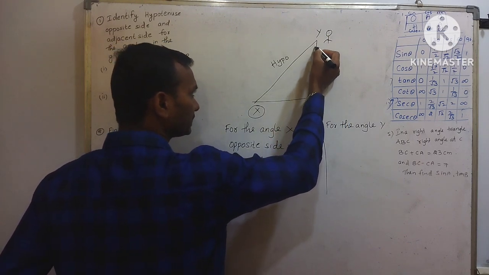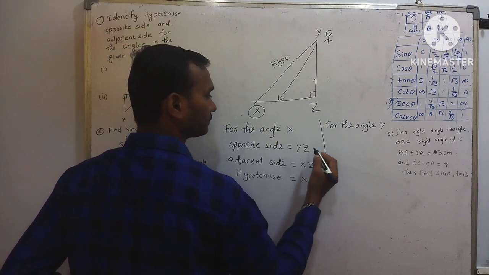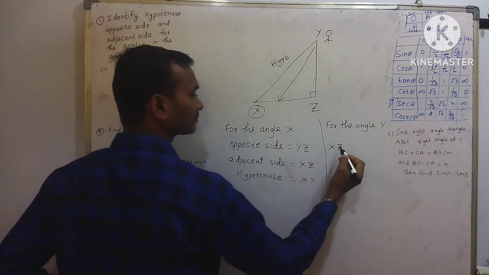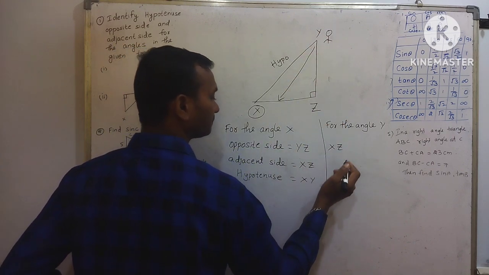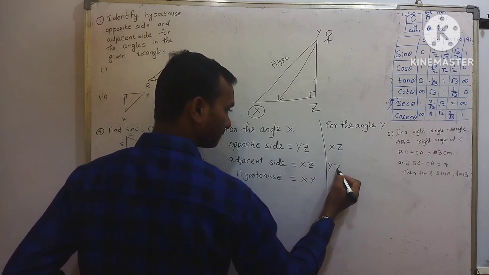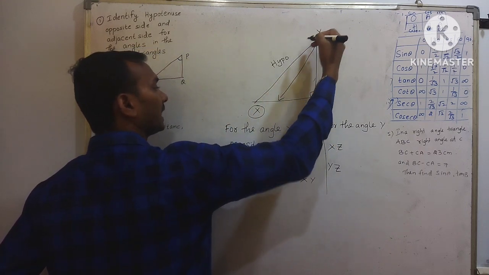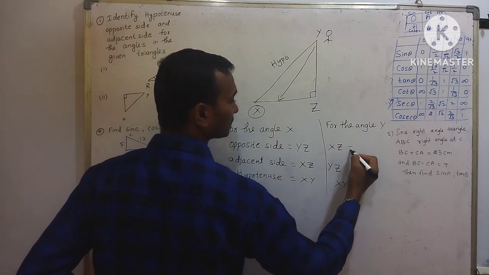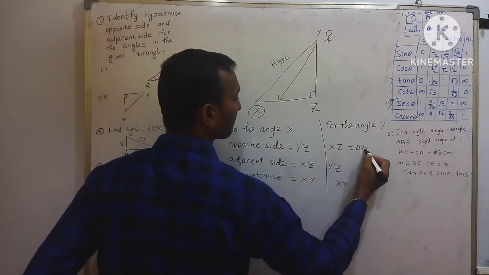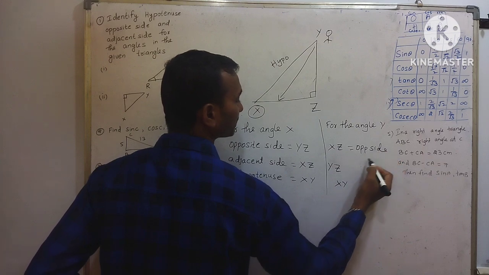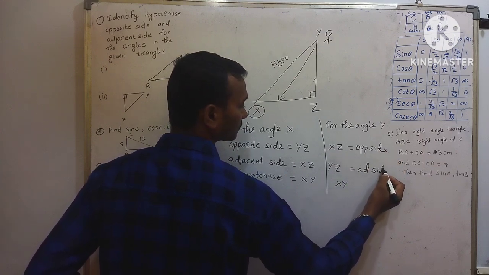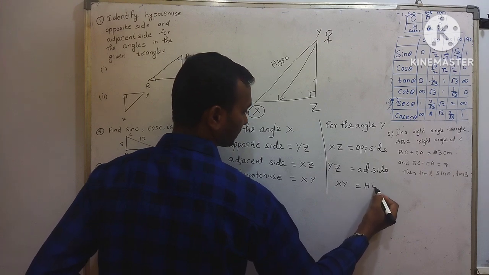our opposite side becomes XZ. Next, adjacent will become YZ and hypotenuse becomes XY. This is the opposite side. This becomes the adjacent. This is the hypotenuse.